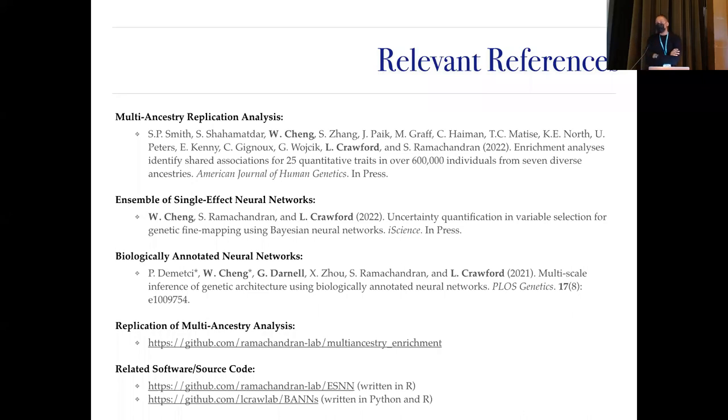Nice talk. Thanks. I'm Xin Yi from UChicago, and I'm wondering, have you tried to use multi-ancestry GWAS data and combine it with your BANDS network? I think that can either help increase the power or also figure out whether the multi-ancestry GWAS share the same pathway or share the same gene effect.